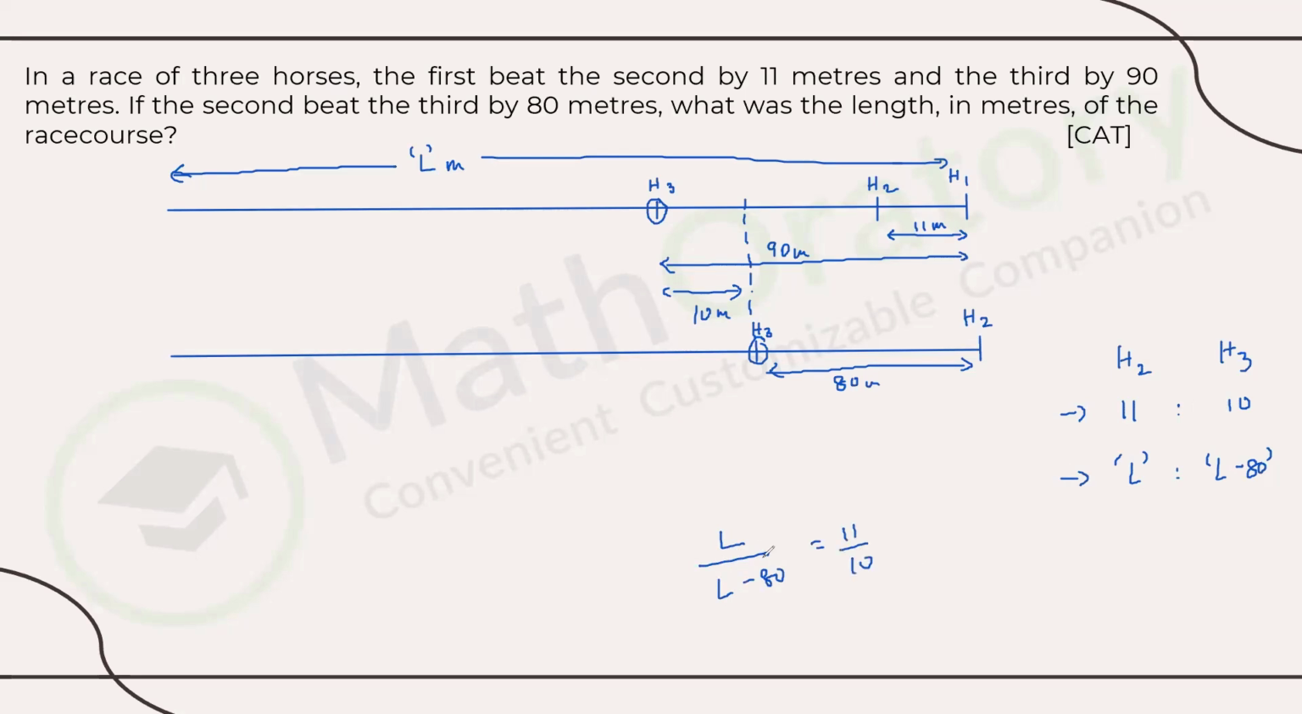Right. Now, check this out. You can cross multiply as well if you want. Cross multiplying would not be tough. So let's do cross multiply only. So we have 10L is equal to 11L minus 880, or rather L is equal to 880 meters.